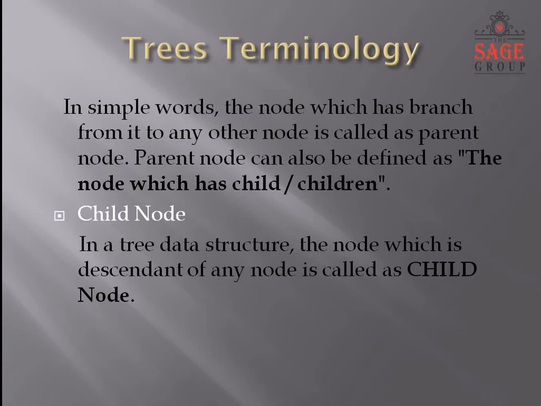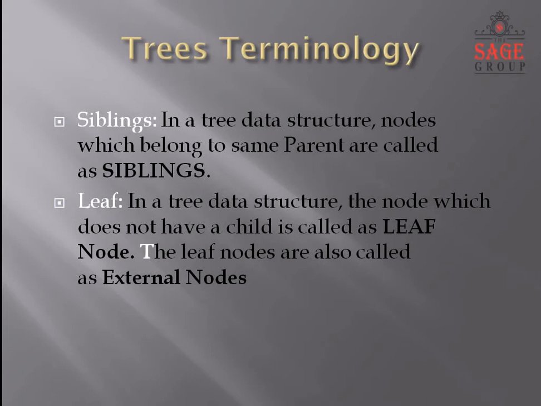Then comes the child node. A child node is a node which is a descendant of any node. If a node is a descendant of any node, then it is known as the child of that node. Similarly, we will have siblings. Just like all of you have siblings, in a tree data structure also, the nodes which belong to the same parent are called siblings. Just as you and your brother or sister are known as siblings because you have the same set of parents, similarly, if two nodes in a tree data structure belong to the same parent, then they are called siblings.